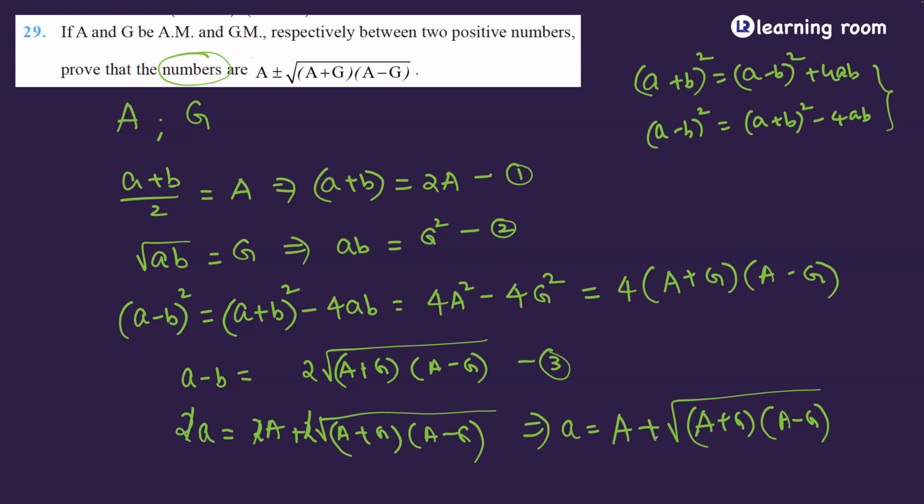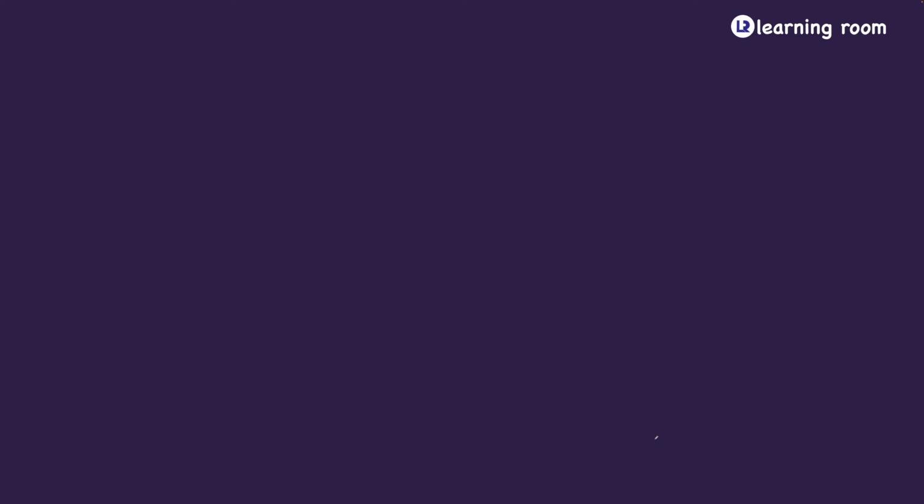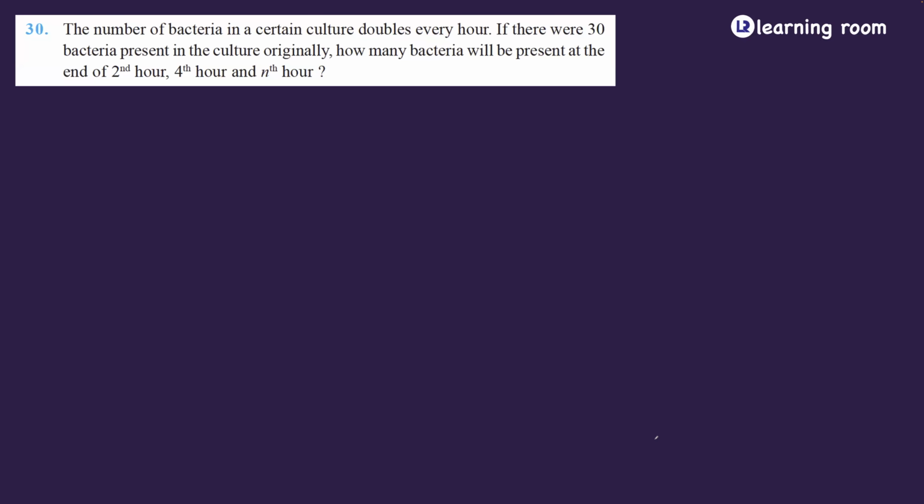Can you do the next one? So what is it? The number of bacteria in a certain culture doubles every hour. If there were 30 bacteria present in the culture originally, how many bacteria will be present at the end of second hour, fourth hour, and the nth hour?